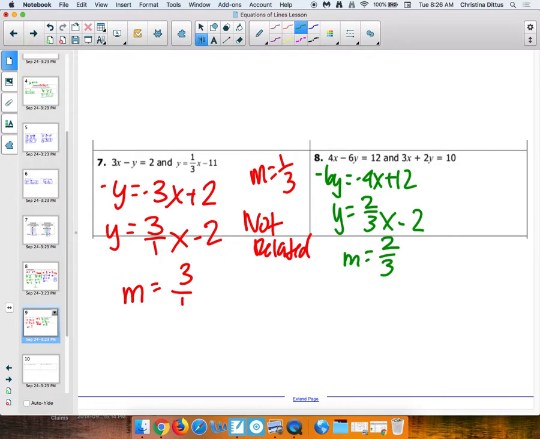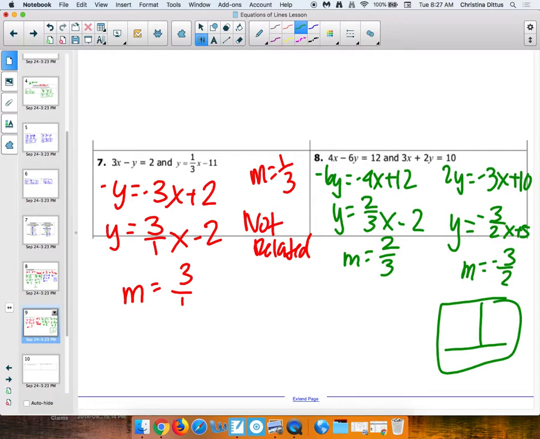And the other one I have to do again, so we get 2y equals negative 3x plus 10. Divided by 2, we get y equals negative 3/2 x plus 5. So my slope is negative 3 over 2, and Olivia says it's what? Perpendicular. Super speedy. Alright, 1, 2, 3, 4, 5, 6, 7, 8. You do 9. You do 10.